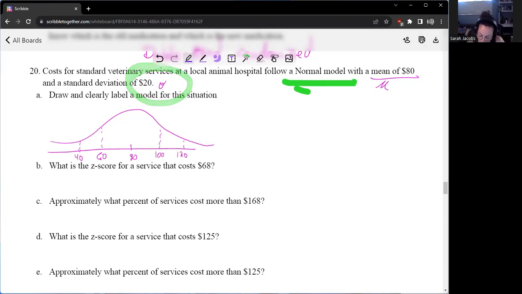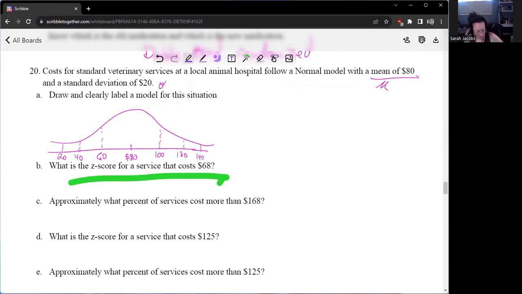And we've said it's a normal model. And lastly, over here, we're going to have 140 and 20. And these are all in dollars. Okay. What is the Z-score for a service that costs $68?